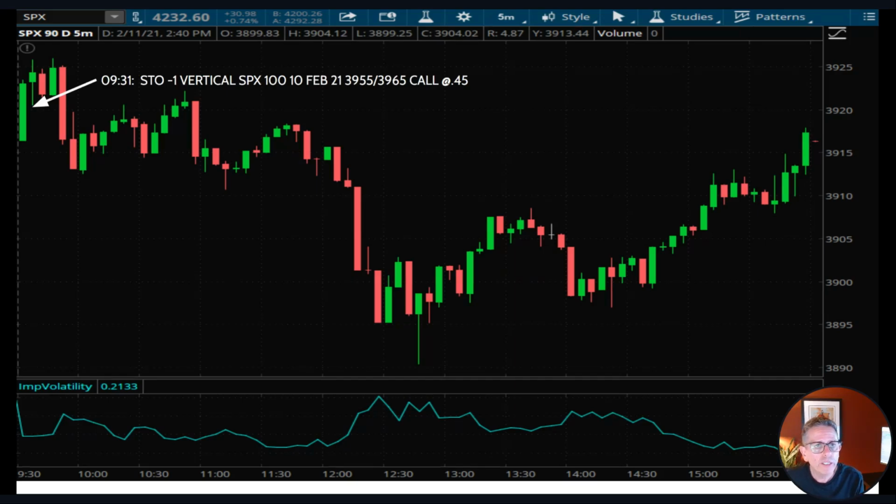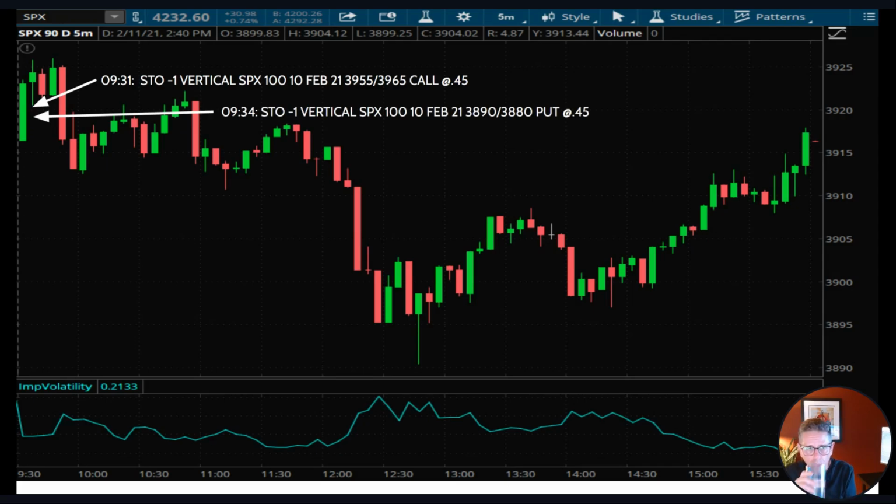So here, in this case, I'm using a 10 wide, and I open the trade at 45 cents. And then I opened a put spread at 45 cents as well, right at the beginning of the session. And you can see here where the market went. It went down and it went up. So it's easy to look at it now, because all you have to do is put these trades on and you would have been fine. The market would have expired those trades and that's it.